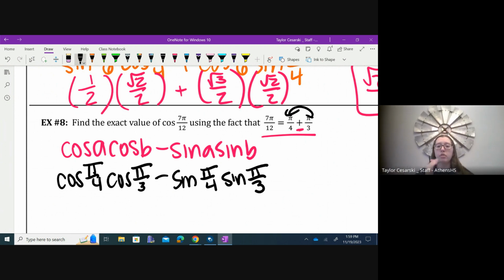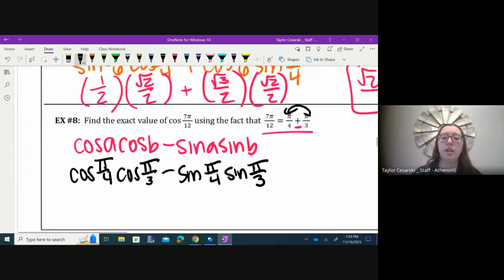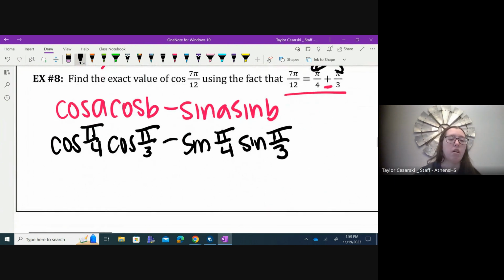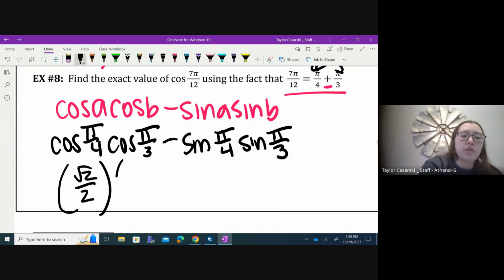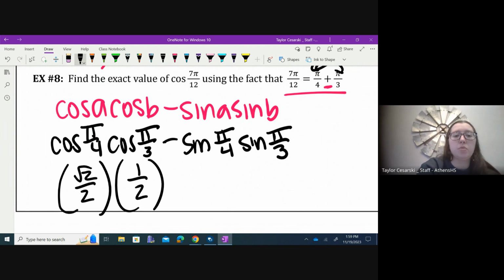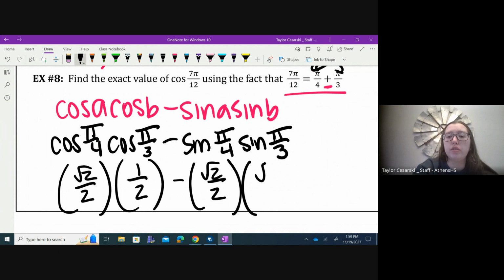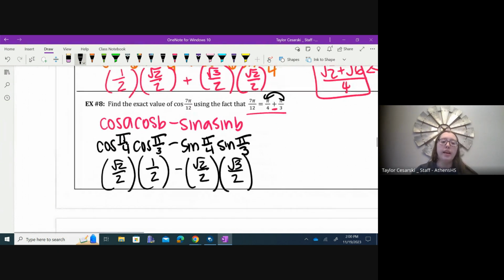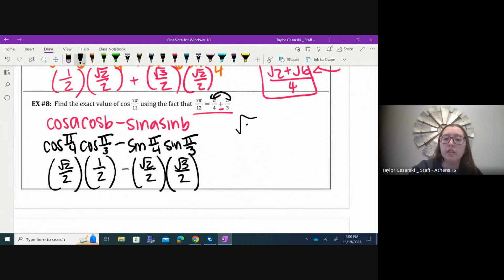Again, I'll do examples on the double angle stuff in the next video, so we're mainly just focusing on rewriting trig expressions and sum and difference. So cosine of pi over 4 is root 2 over 2. Cosine of pi over 3 is 1/2. Minus sine of pi over 4 is root 2 over 2. Sine of pi over 3 is square root of 3 over 2. Again, some minor simplification can be done. Square root of 2 over 4 minus square root of 6 over 4. And then I'm just going to rewrite them with a common denominator.